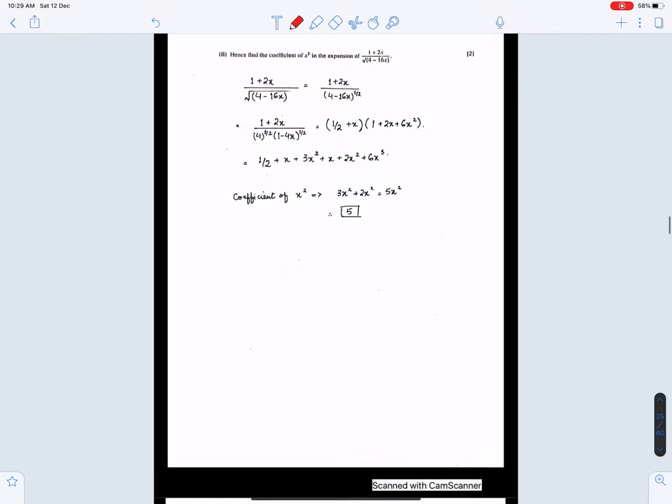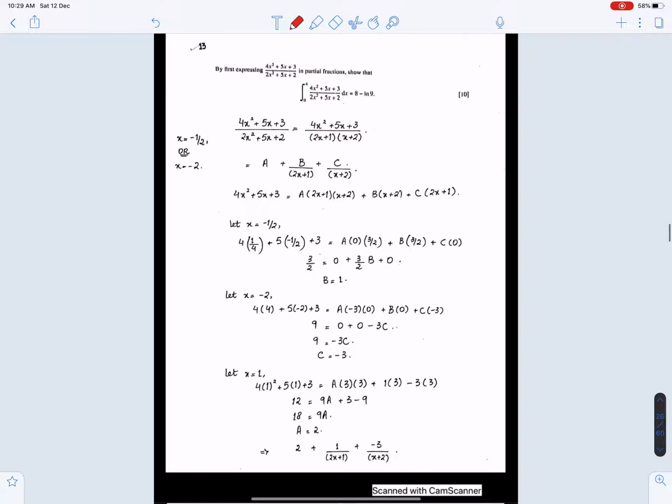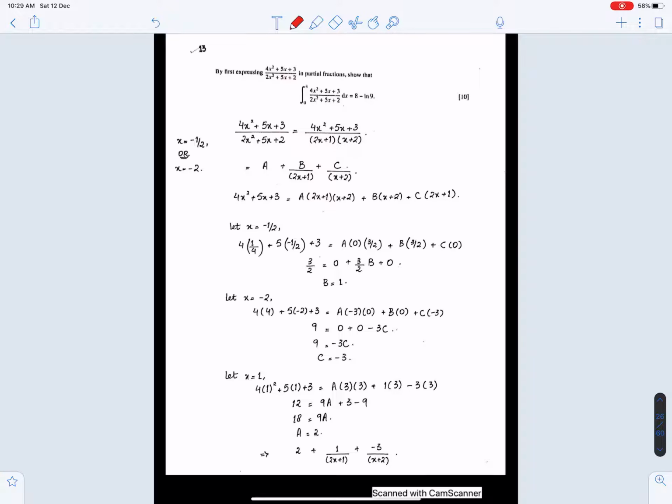Now the next question is question 13. An improper fraction. So here you first need to make the partial fraction. Just need to split this improper fraction. And when we have an improper fraction, we start the fraction with a constant. So this fraction can be split into a plus b upon linear factor, c upon linear factor. After splitting the fraction correctly, you just need to get the values of x from the factors. From this factor, the value of x is minus half. From this factor, the value of x is minus 2.